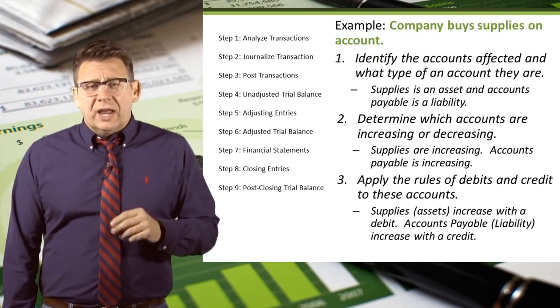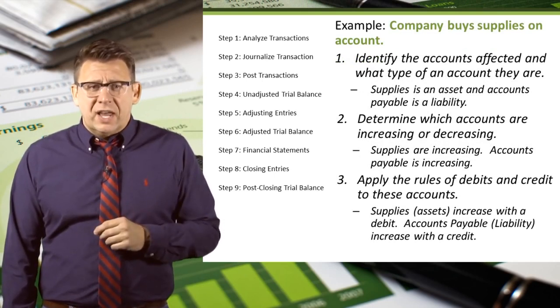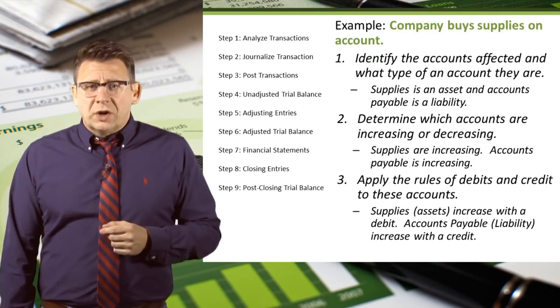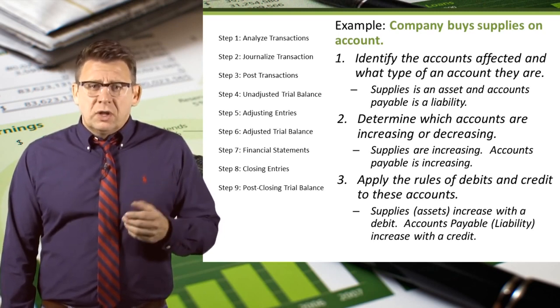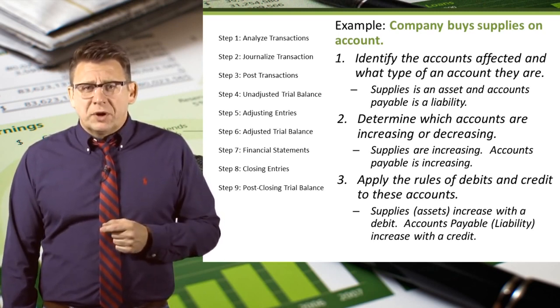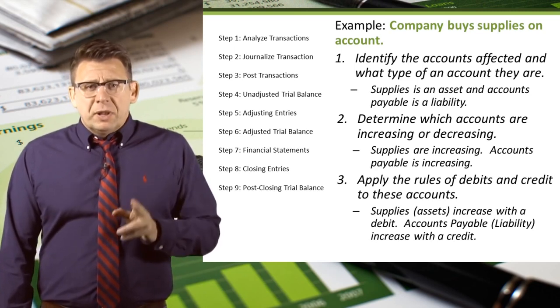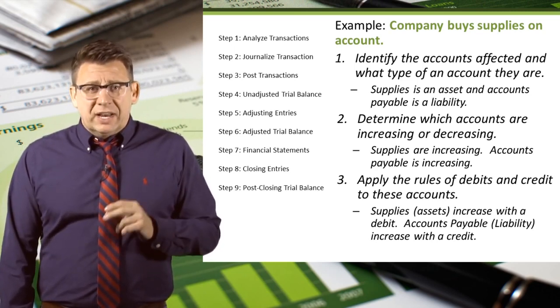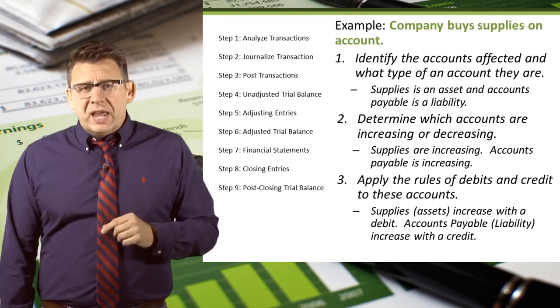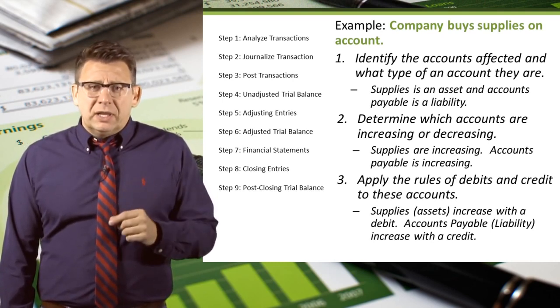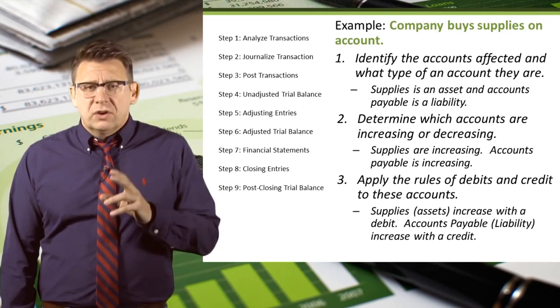Part three is applying the rules of debits and credits to these accounts. Here's where you'll want to reference your note cards or flashcards or book until you have these rules memorized. Supplies is an asset account, and assets are increased with debits. Accounts payable is a liability account, and liabilities are increased with credits.